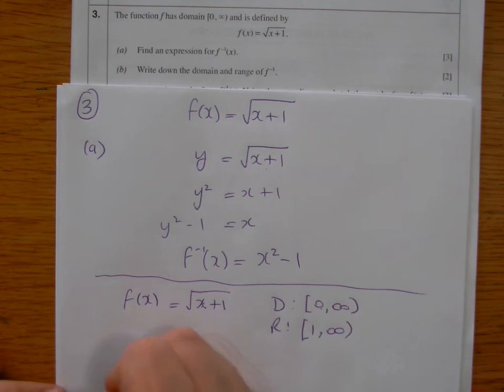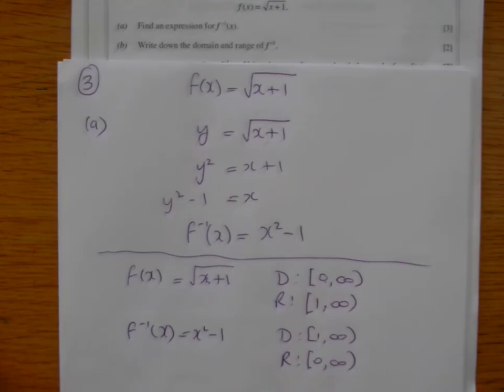So for the f inverse function, we remember that they just flip around. So the domain will just be the range that we had for f, and the range of f inverse will be the domain of f. It really is that simple.